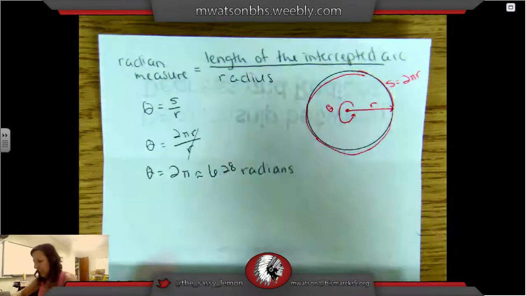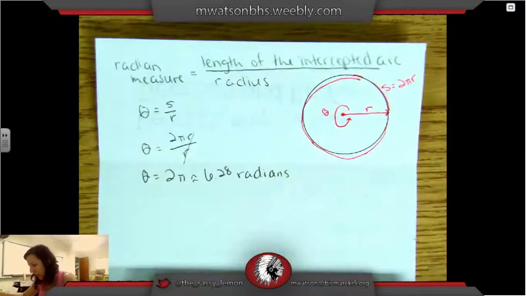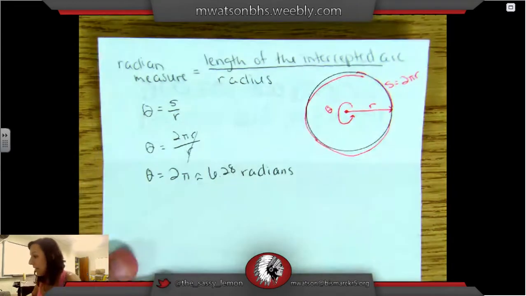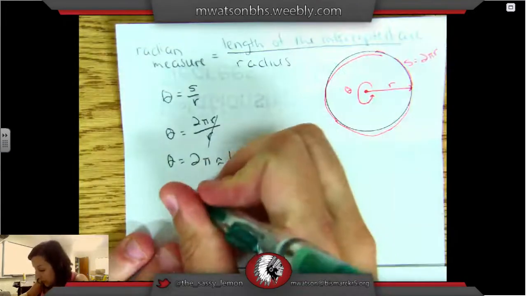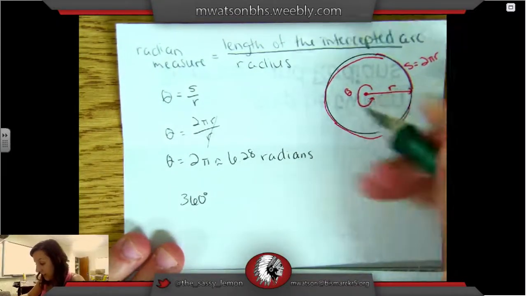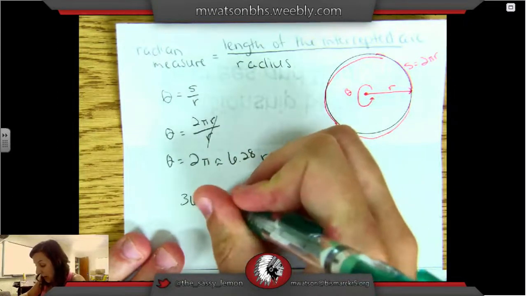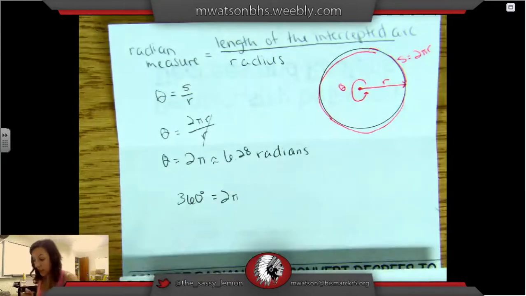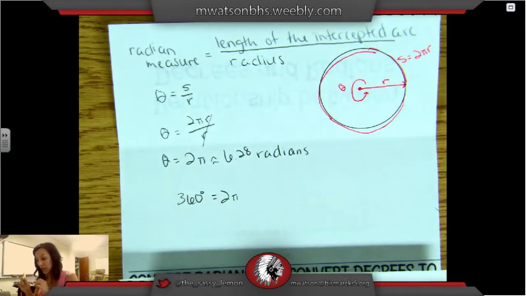Wow, we actually got a real number when we didn't have anything over here. That's amazing. So what does that mean? Okay, well, I'll tell you what it means. It means that if theta is 360 degrees, but theta is also 2 pi, then we know that 360 degrees and 2 pi are equal.